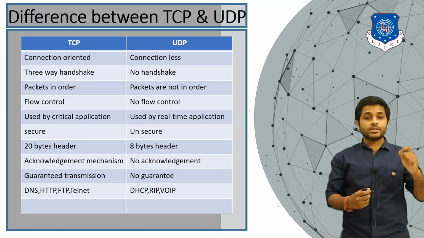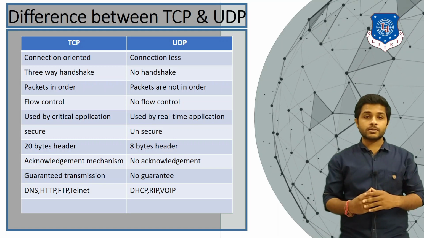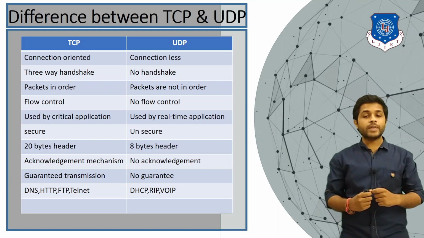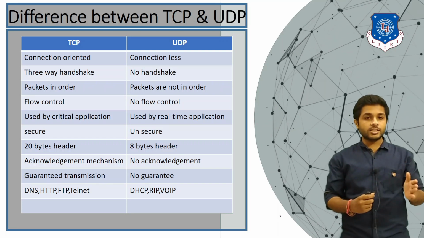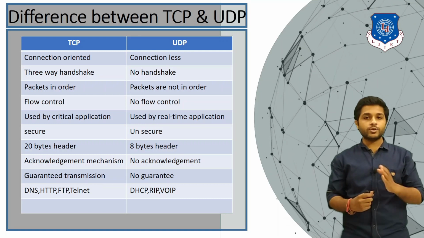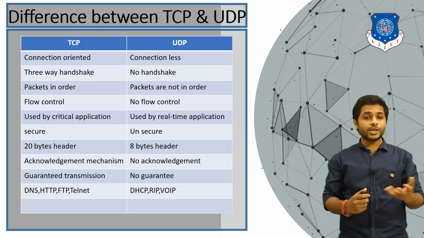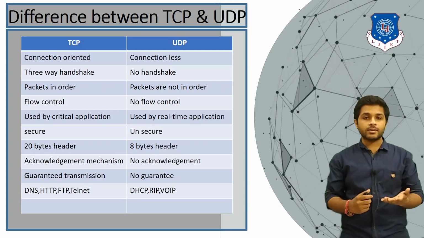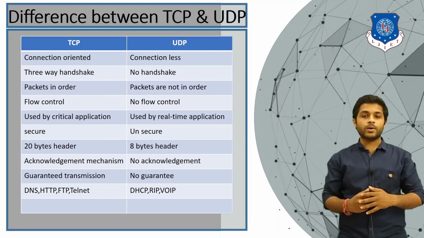Then after, the size of the TCP header is 20 bytes and the UDP header is 8 bytes. In TCP we know that there is a mechanism of acknowledgement, and in UDP there is no acknowledgement. TCP guarantees the data transfer and in UDP there is no guarantee. And TCP is used by popular applications such as DNS, HTTP, FTP and Telnet. And UDP is used by DHCP, RIP and voice over IP.